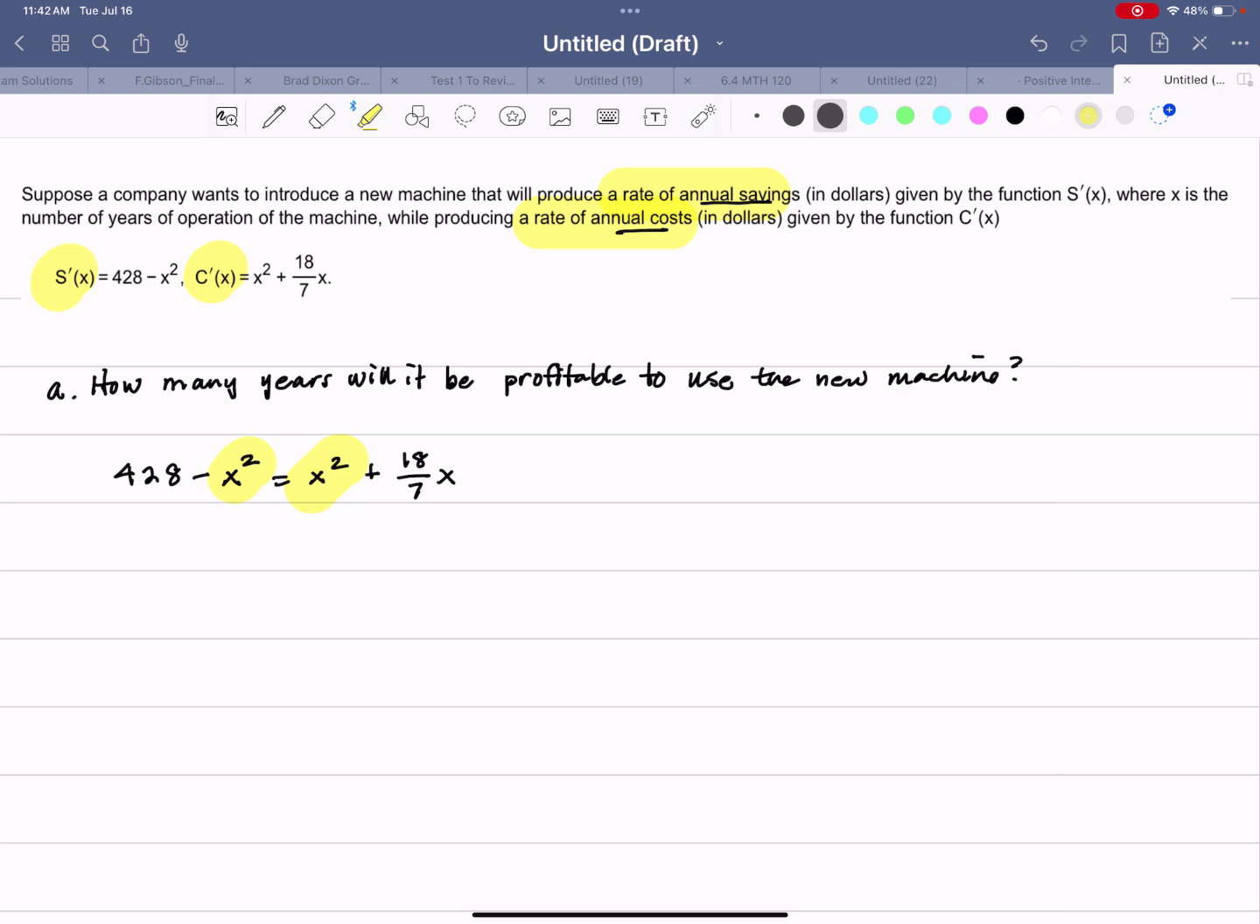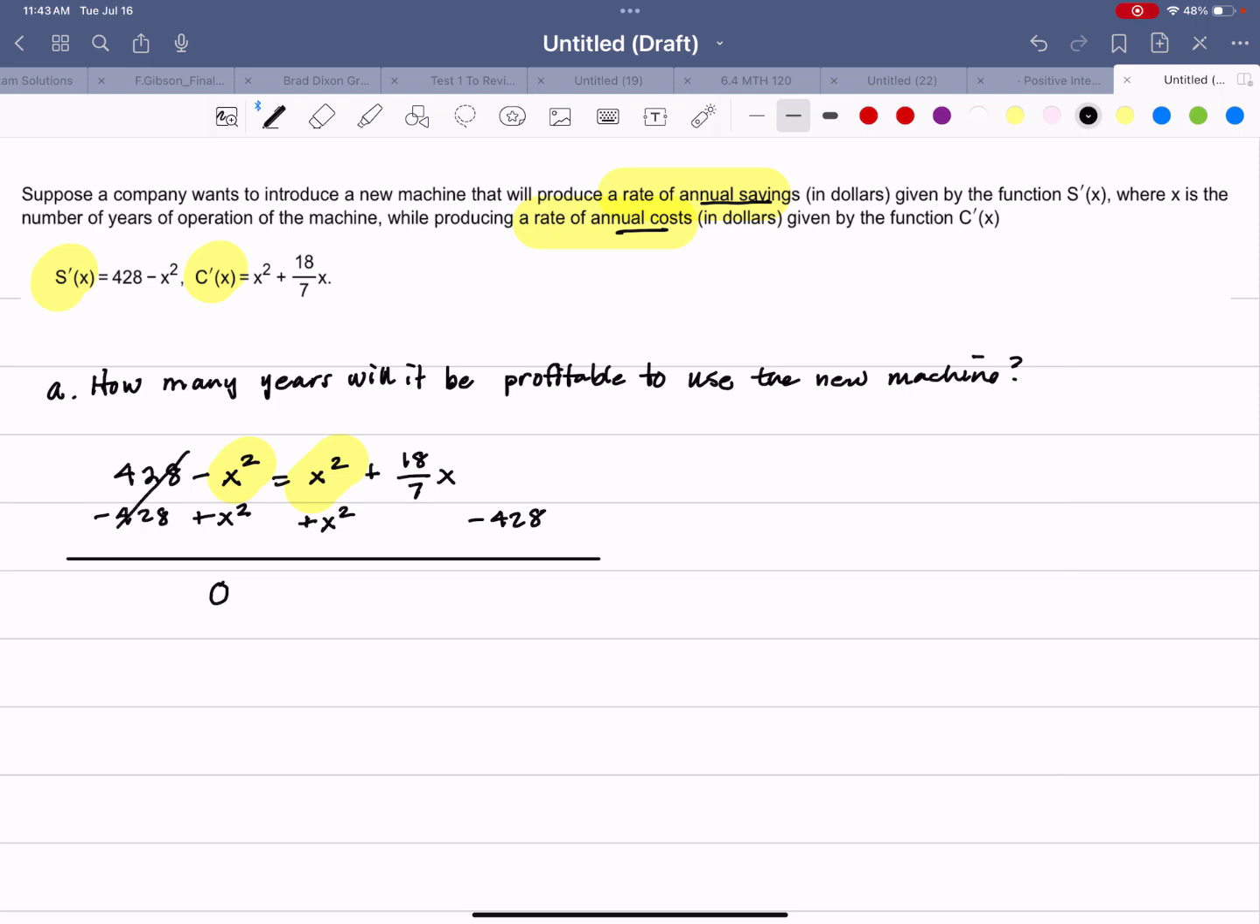So I'm going to go ahead and subtract 428 and add x squared. Now notice I'm doing the same thing on both sides, like you always do with equations. Now this side is going to be 0 because 428 minus 428, negative x squared plus x squared, that's 0. So we get 2x squared plus 18 over 7x minus 428.